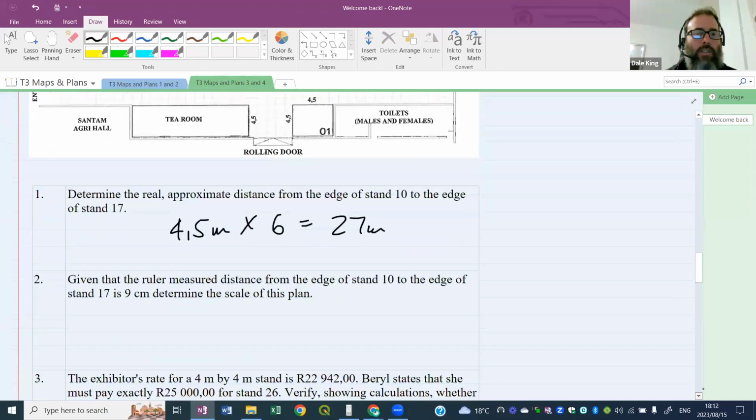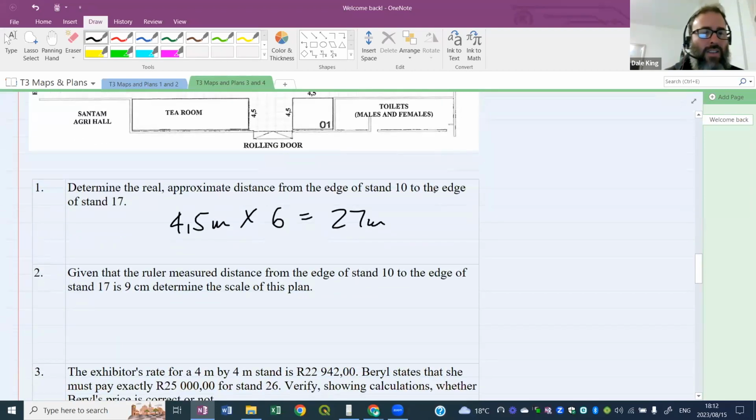Moving on. Question 2. Given that the ruler measured distance from the edge of stand 10 to the edge of stand 17 is 9 centimeters, determine the scale of this plan. It's a common question, isn't it? Given that the ruler distance from the edge of stand 10 to the edge of stand 17, the one which we just measured, is 9 centimeters, determine the scale of the plan.